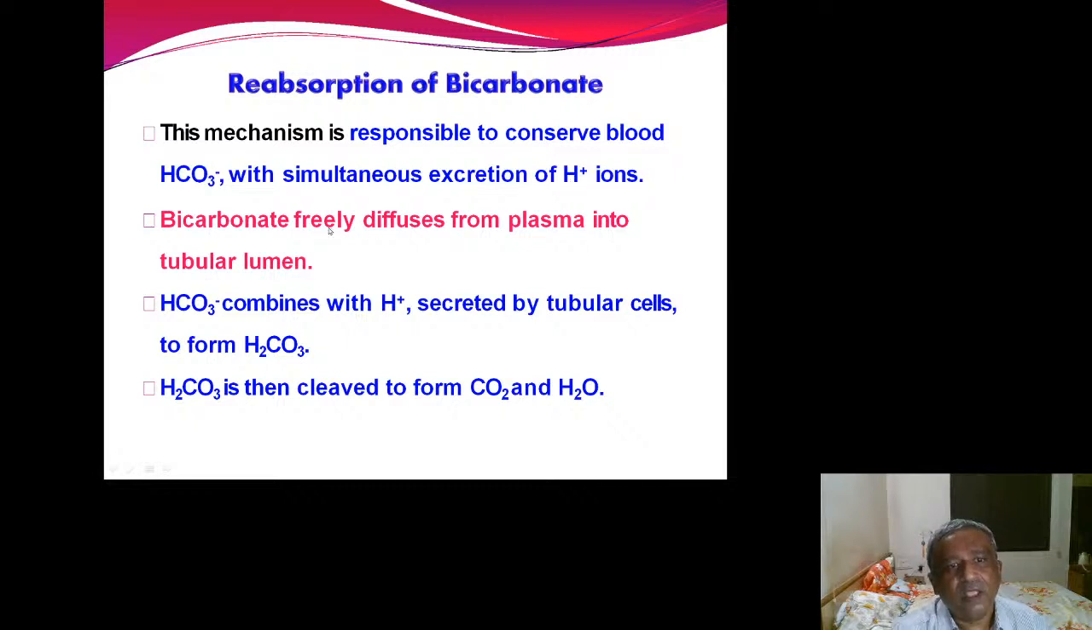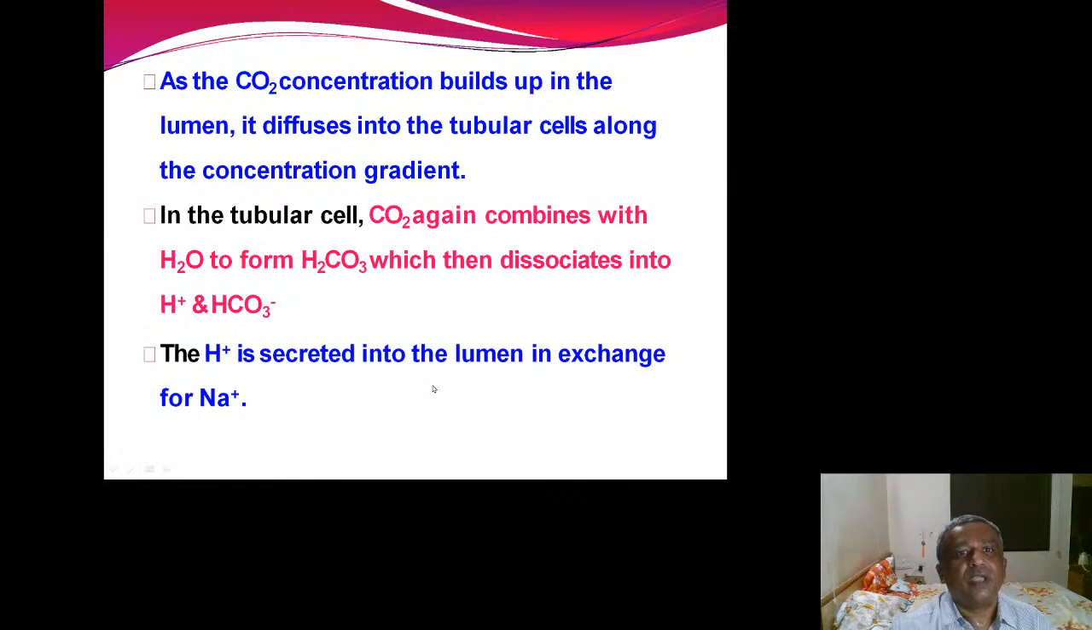Now reabsorption of the bicarbonate: the mechanism responsible to conserve blood bicarbonate with simultaneous excretion of H plus ions. Bicarbonate freely diffuses from plasma into the tubular lumen. This bicarbonate combines with H plus secreted by tubular cells to form the H2CO3. This H2CO3 is then cleaved to form CO2 and H2O. And the CO2 concentration builds up in the lumen. It diffuses into the tubular cells along the concentration gradient.